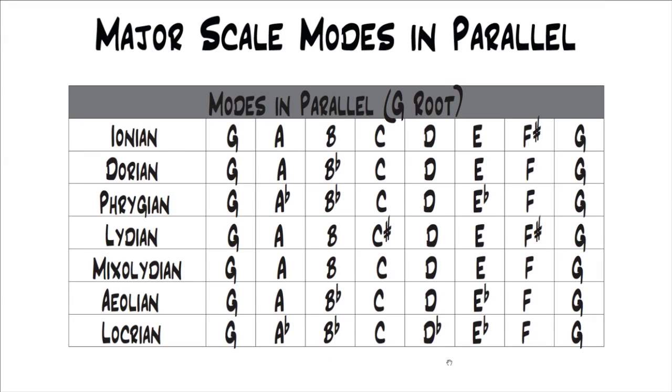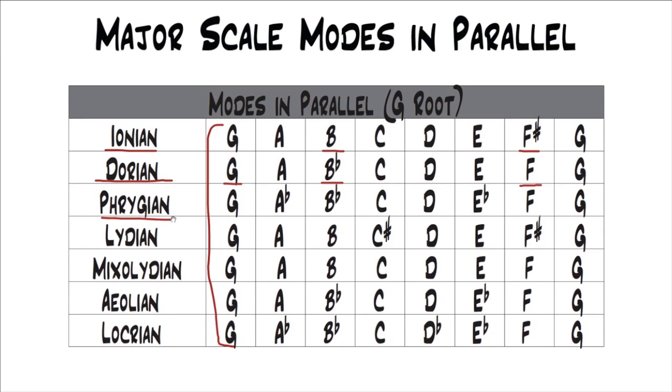So then if we were to take all of those and put them into a diagram, every one starts with a G root. So all of these modes are starting on G. Building Ionian is just the major scale, so it's root, 2, 3, 4, 5, 6, 7, back to root. You already know that. Dorian is built root, 2, flat 3, 4, 5, 6, flat 7, back to root. So that's why you end up with a B flat and an F this time instead of a B and an F sharp when you build a G Dorian.